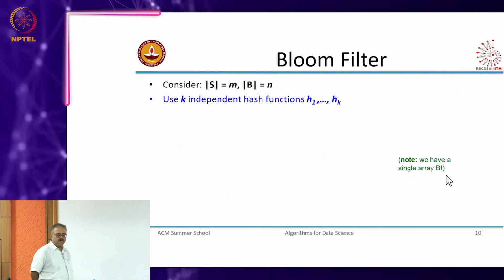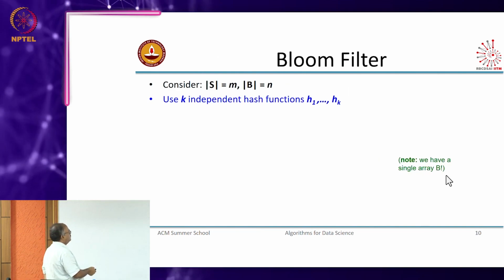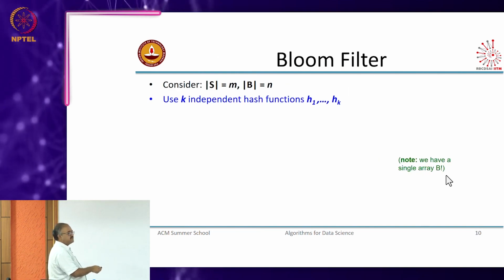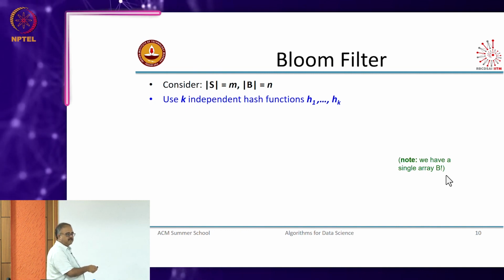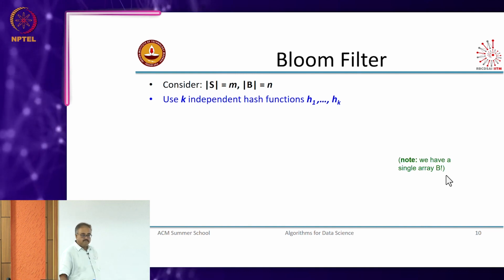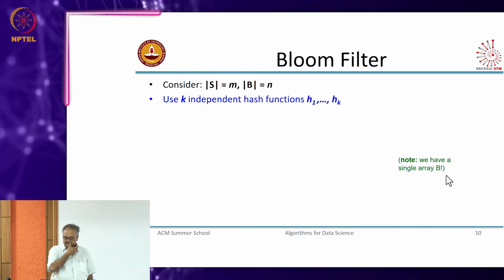Now, what I am going to do, this is the actual full Bloom filter, is to use k independent hash functions. So, S is the number of keys I am interested in, that set that I am interested in, and B is the number of buckets that I have for my hashing.